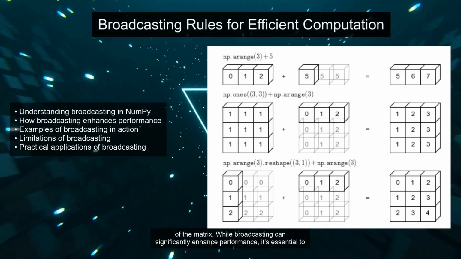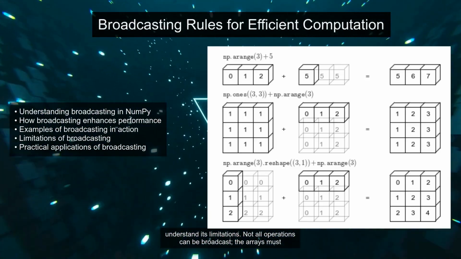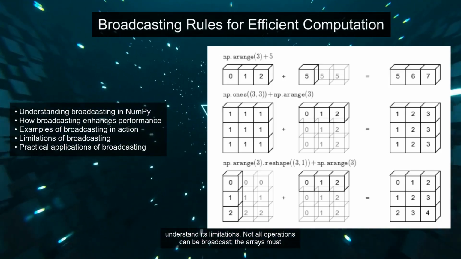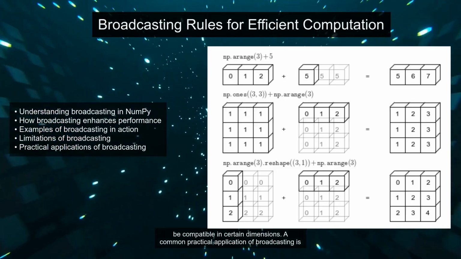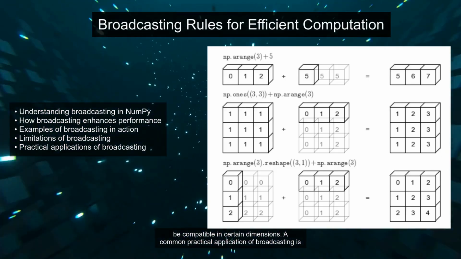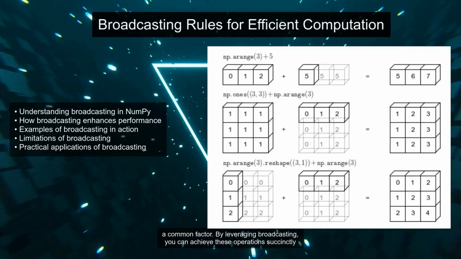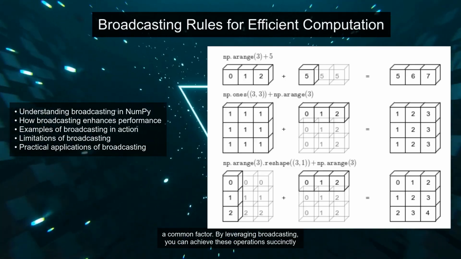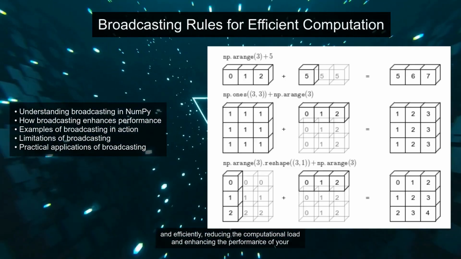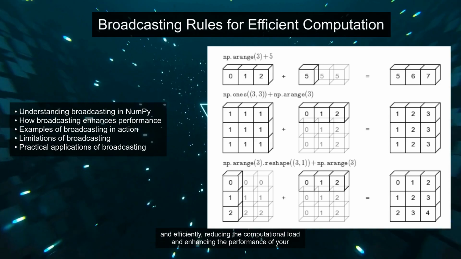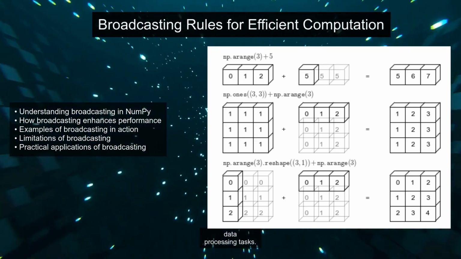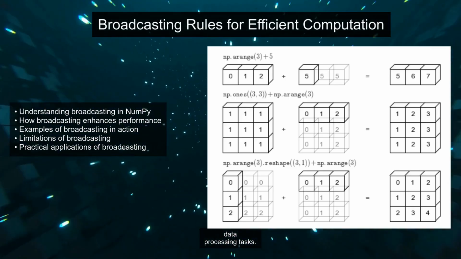While broadcasting can significantly enhance performance, it's essential to understand its limitations. Not all operations can be broadcast; the arrays must be compatible in certain dimensions. A common practical application of broadcasting is in normalizing data, where each value in a dataset is adjusted by a common factor. By leveraging broadcasting, you can achieve these operations succinctly and efficiently, reducing the computational load and enhancing the performance of your data processing tasks.